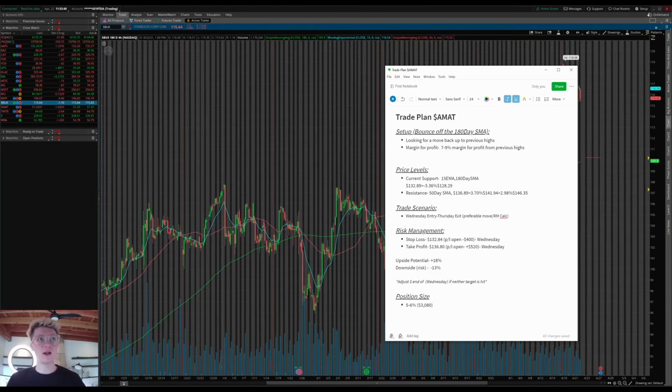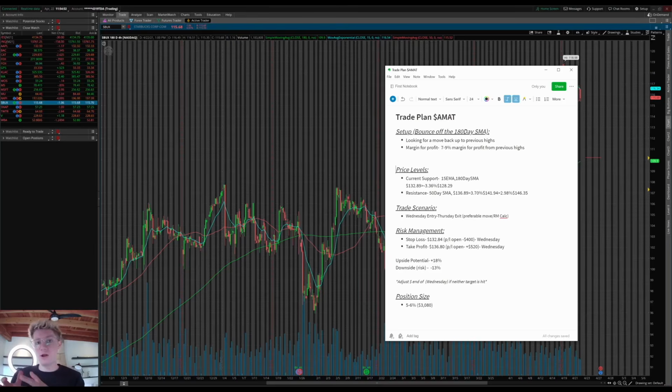Our margin for profit, I always make sure to be aware of what margin we're working with from previous highs, if the setup is a bounce off the 180-day SMA with the idea of working back up to previous highs. But depending on what setup this is, I might not say the margin of profit from previous highs. I might say the margin for profit to the 180-day SMA. So you have to make adjustments depending on what the trade itself is.